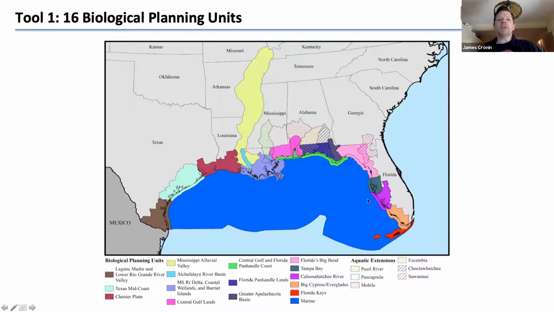And to meet the needs of aquatic species, we also included a marine planning unit, which is here in the blue, and some aquatic extensions, which are shown here in the hash mark areas to address the needs of things that maybe swim upriver further from the coast, things like Gulf sturgeon.